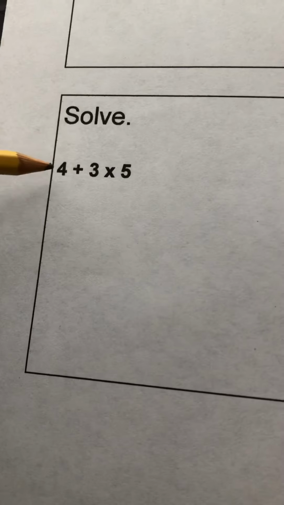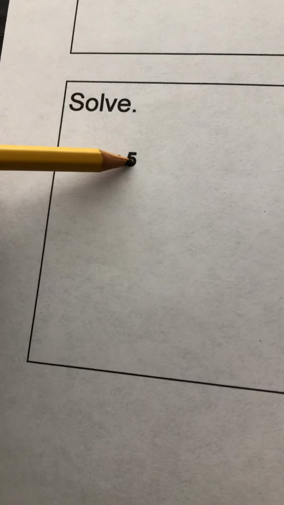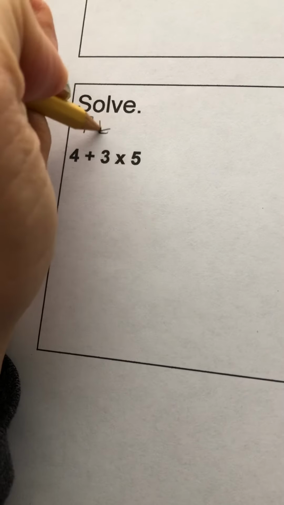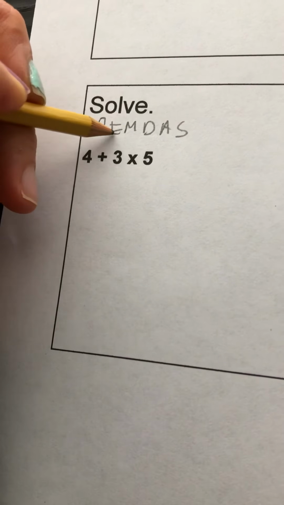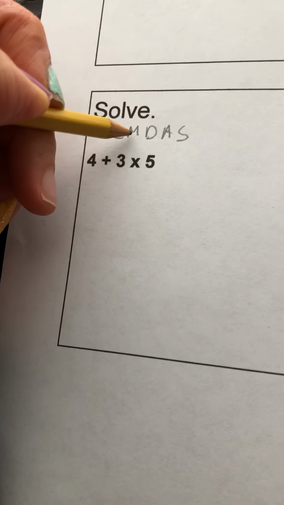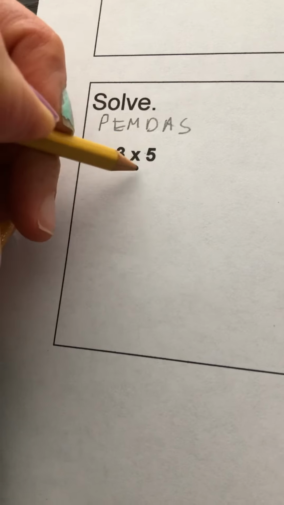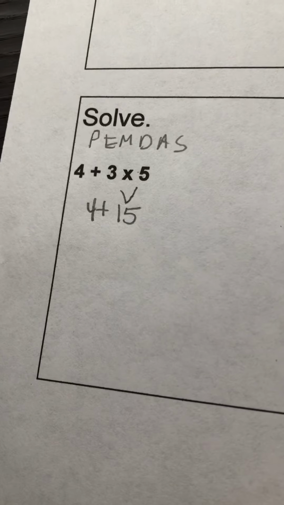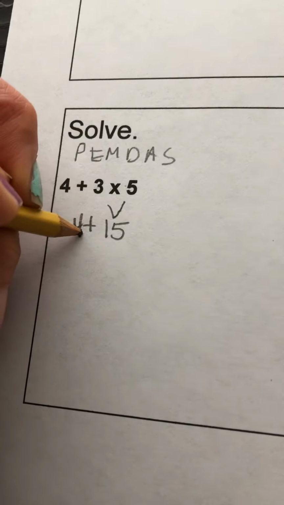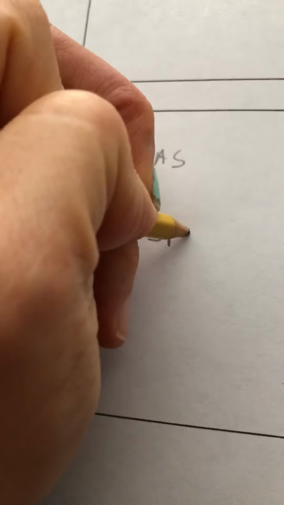Okay, it says to solve this problem. So I'm noticing it says 4 plus 3 times 5. This is algebra, so I need to go back to please excuse my dear Aunt Sally. Okay, step one, are there any parentheses? Nope. Exponents? Nope. Multiplication? Yep. 3 times 5 is 15. Notice I have to follow the rules. If I would have added first, my answer would have been wrong. Now 4 plus 15 is 19.